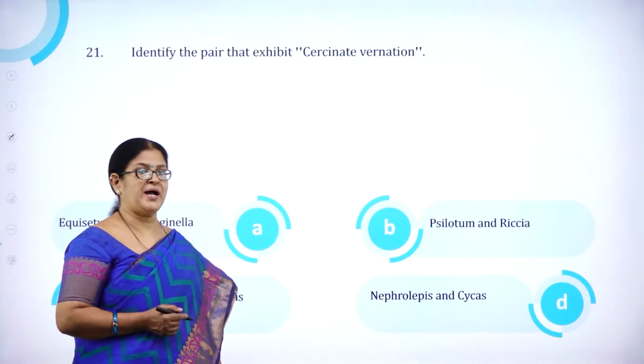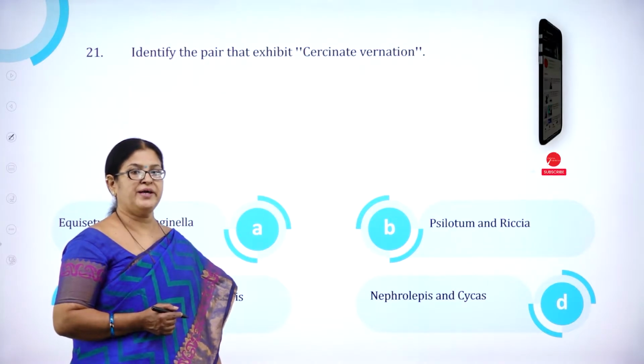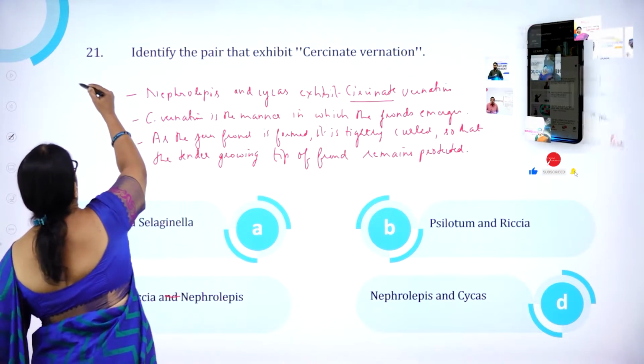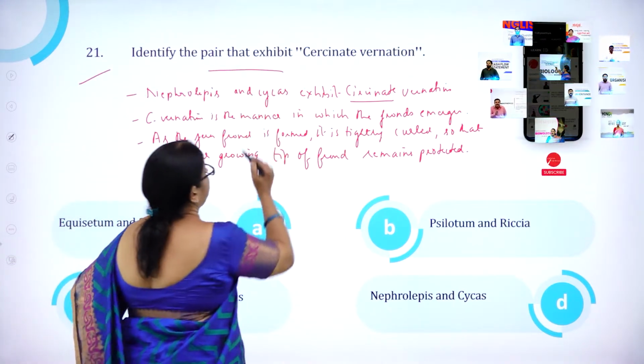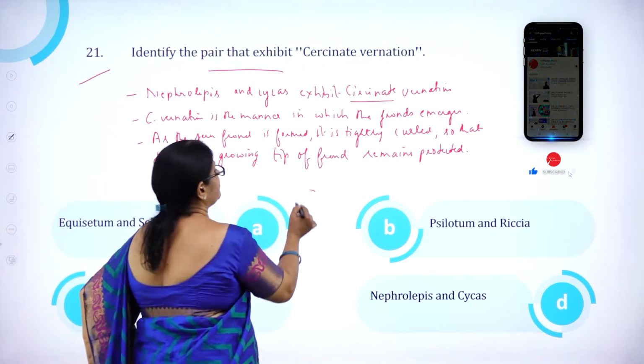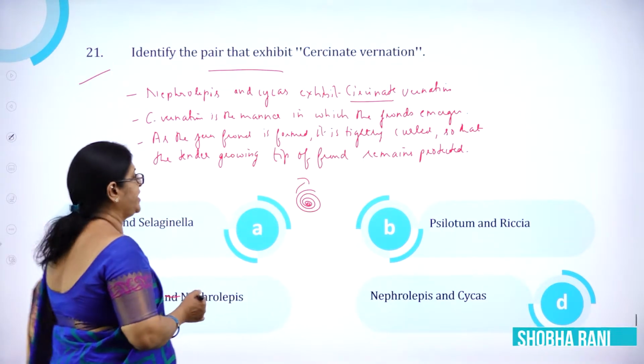So I am back with part 2 of this Karnataka CET 2010 biology paper analysis. Moving on to question number 21. Identify the pair that exhibit circinate vernation. So you come across a leaf like this. So this is called circinate vernation.